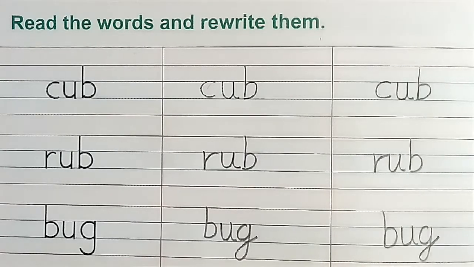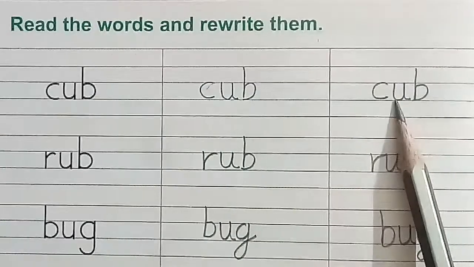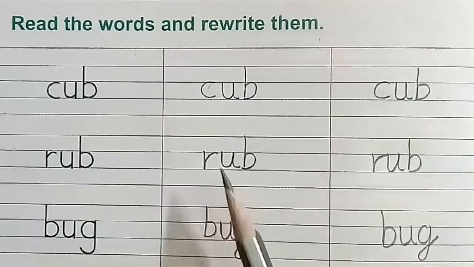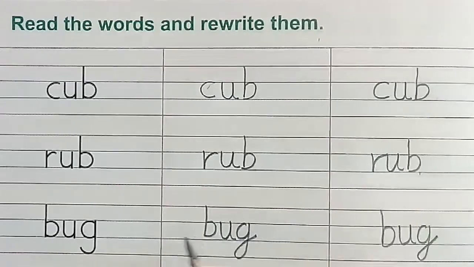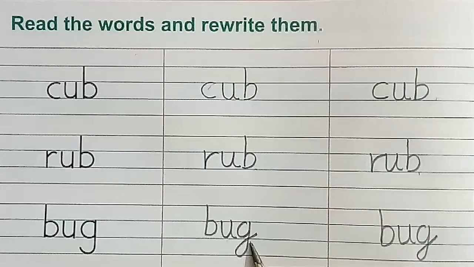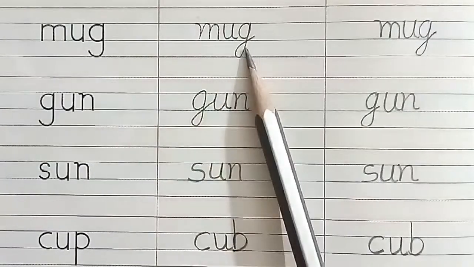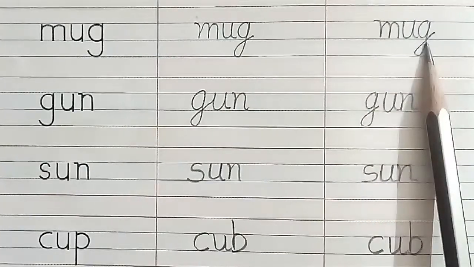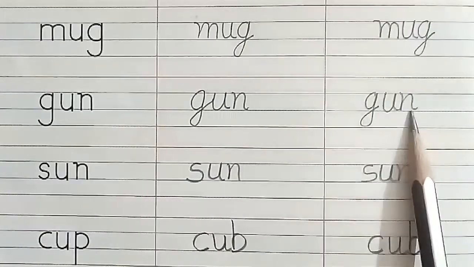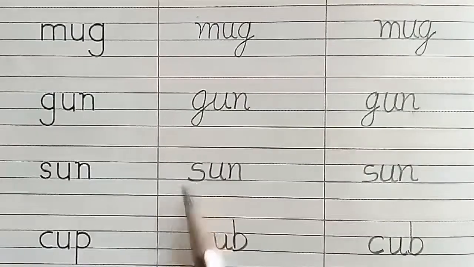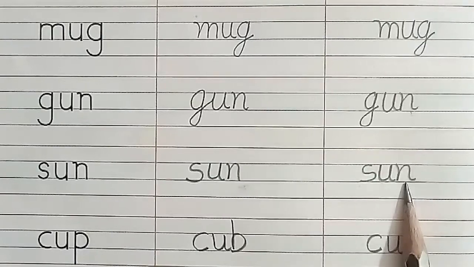Students, read once more time. Repeat with me. C U B cub. K A B cub. R U B rub. R A B rub. B U G bug. B A G bug. M U G mug. M A G mug. G U N gun. G A N gun. S U N sun. S A N sun.